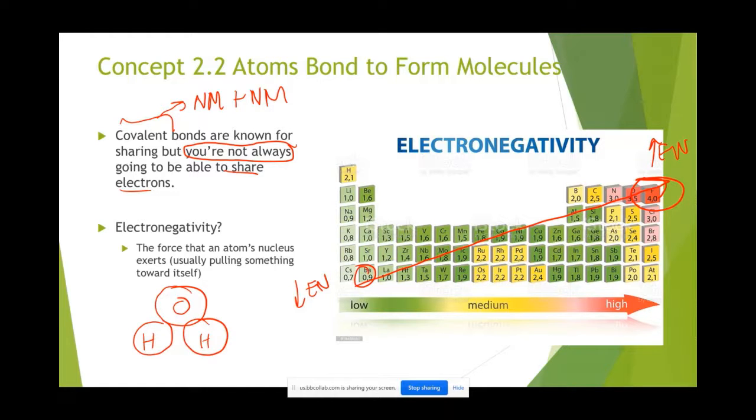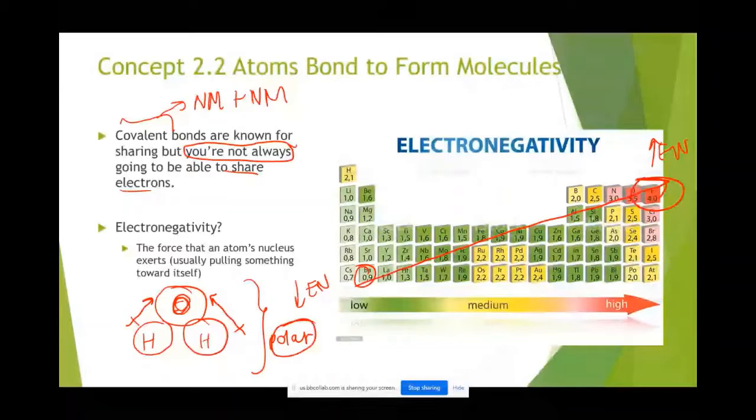So if something's more electronegative, it's going to pull, right? Oxygen is pulling the electrons that hydrogen has. If it is pulling them, what we're going to say is that this is going to be called polar. It's polar. Has anybody heard the term that water is polar?